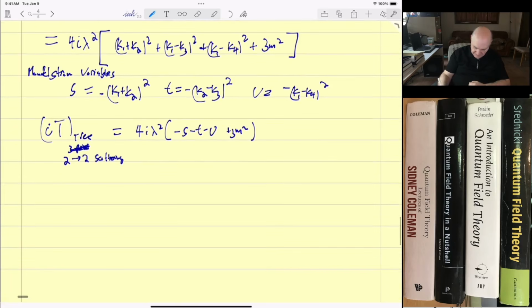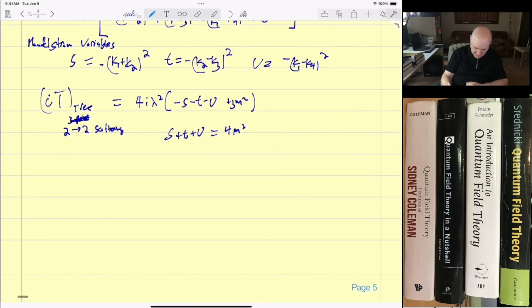And it's easy to show. You can do it either through momentum and energy conservation, or I'm sure you've done it in particle physics, that S plus T plus U is equal to 4m squared. So when I substitute that in, I get 4I lambda squared times minus 4m squared plus 3m squared, which is equal to minus 4I lambda squared m squared.